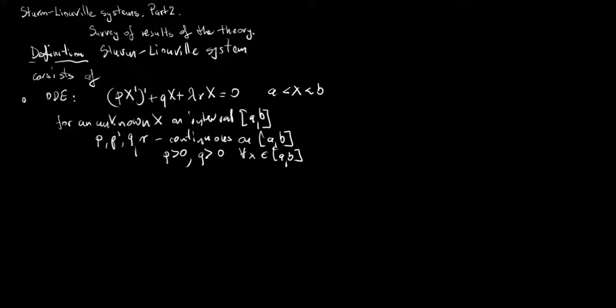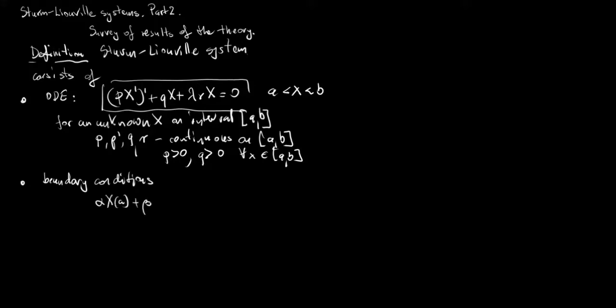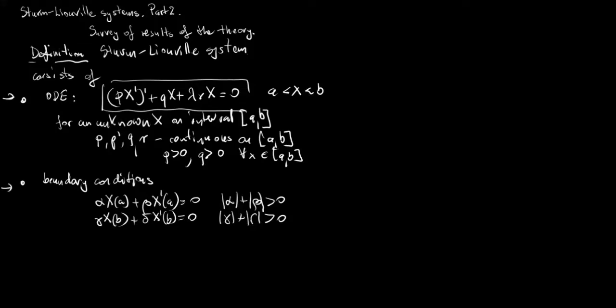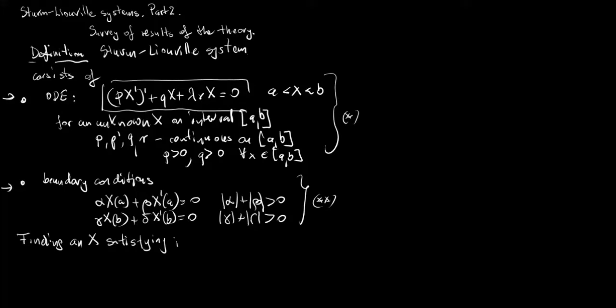So a Sturm Liouville system consists of this ODE and boundary conditions: alpha x at a plus beta x prime at a is equal to 0, and gamma x at b plus delta x prime at b is equal to 0, where alpha, beta, gamma, delta are constants such that modulus of alpha plus beta is greater than 0 and modulus of gamma plus delta is greater than 0. And now, to find a solution to this system of equations is called a regular Sturm-Liouville problem. Finding an x satisfying this and that is to solve the regular Sturm Liouville problem.